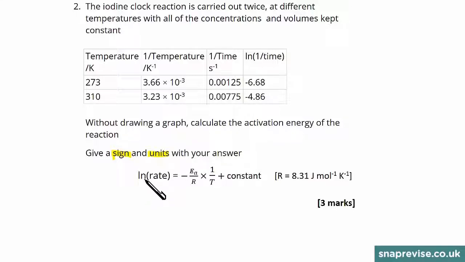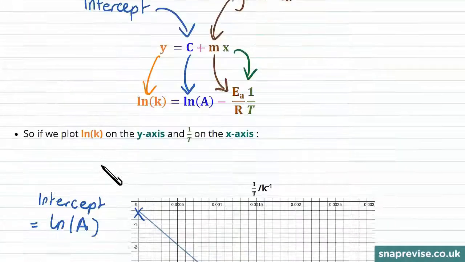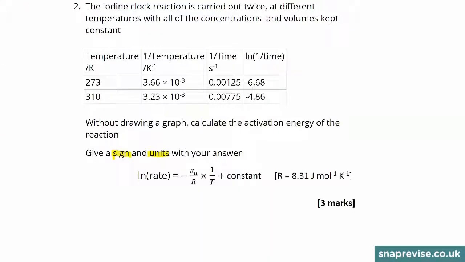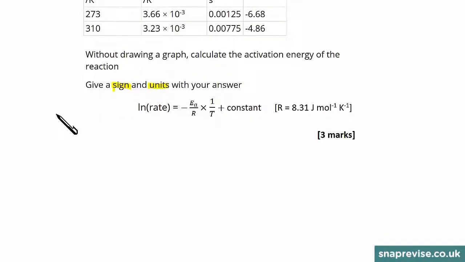It then gives us the useful form of the Arrhenius equation, where the logs have been taken, and gives us the gas constant here. So although it tells us not to draw a graph, we know from this equation and from looking back to our slides that the gradient of a graph is what gives us the activation energy. However, they've only given us 2 data points, and that's why there's no need to draw a graph.